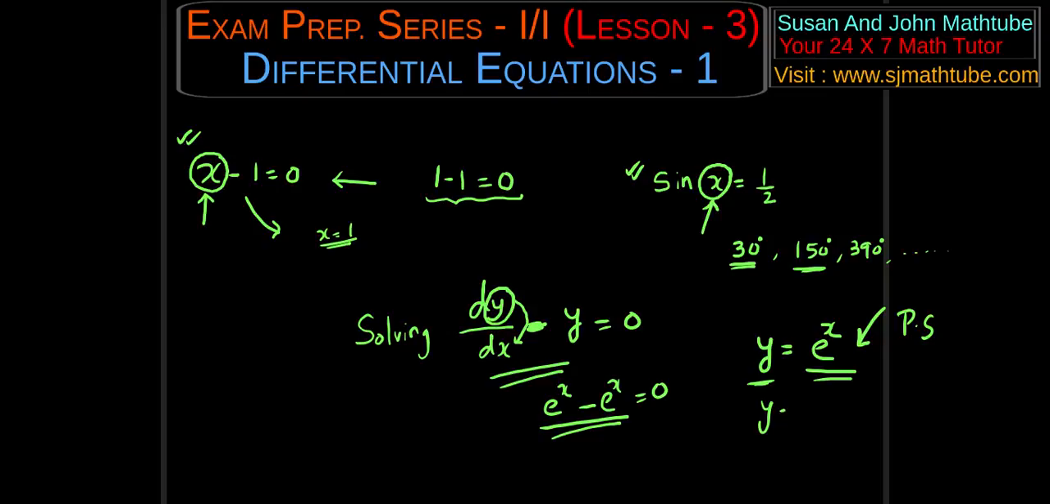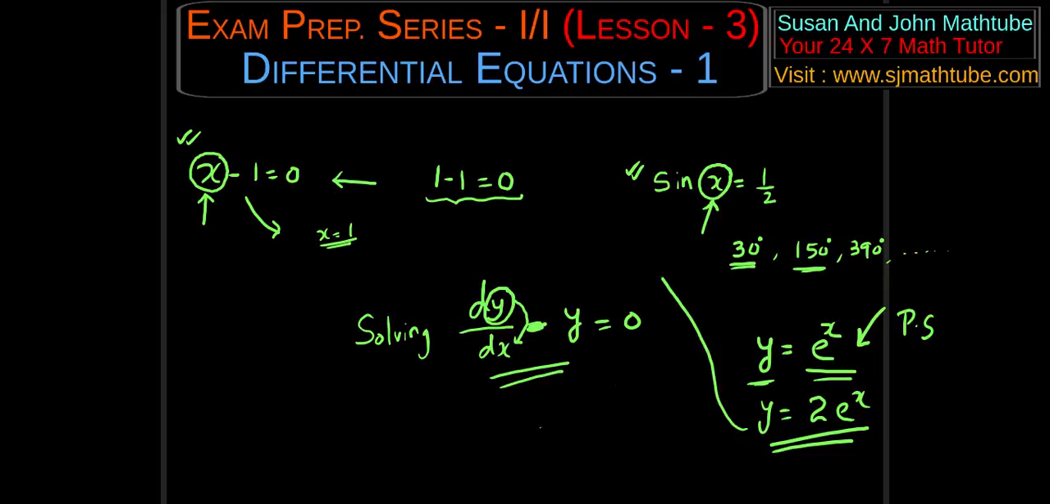For example, if I take 2 into e power x, then tell me what will be dy by dx. Yeah, 2 into e power x. So when you plug in this value instead of y, then you get 2 into e power x minus 2 into e power x equal to 0. So this is another particular solution.